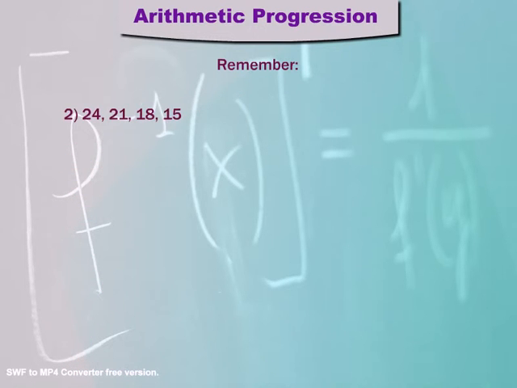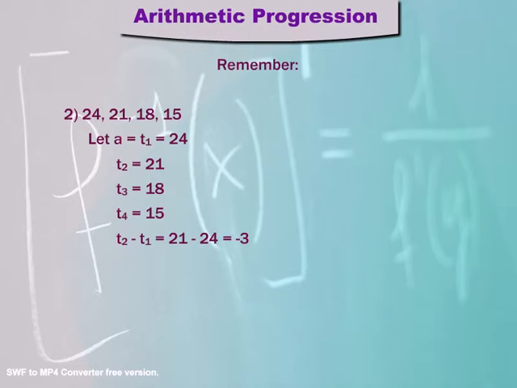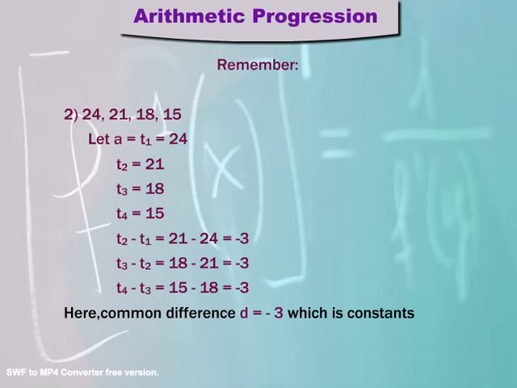2. 24, 21, 18, 15. Let a equals T1 equals 24, T2 equals 21, T3 equals 18, and T4 equals 15. T2 minus T1 equals 21 minus 24 equals minus 3. T3 minus T2 equals 18 minus 21 equals minus 3. And T4 minus T3 equals 15 minus 18 equals minus 3. Here, the common difference d equals minus 3, which is constant.